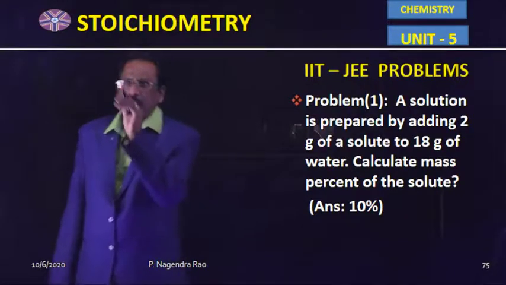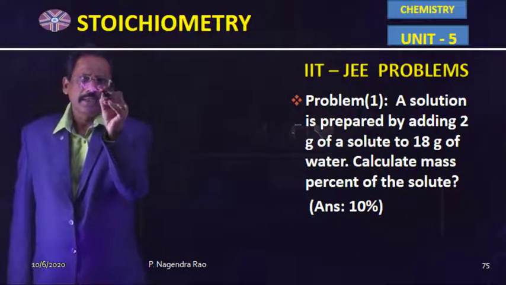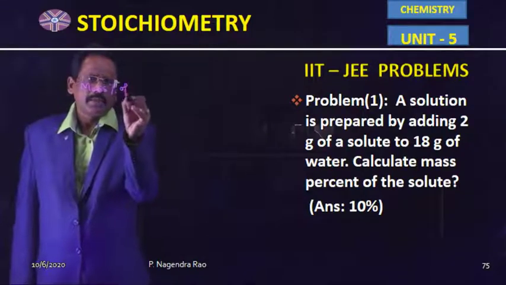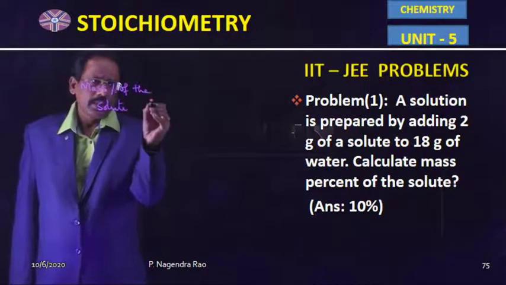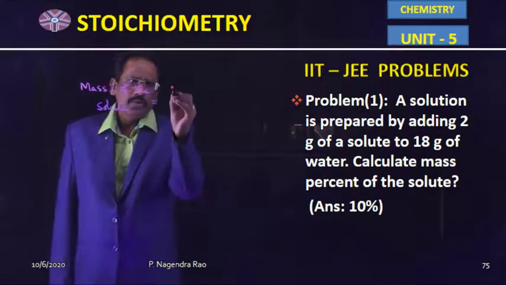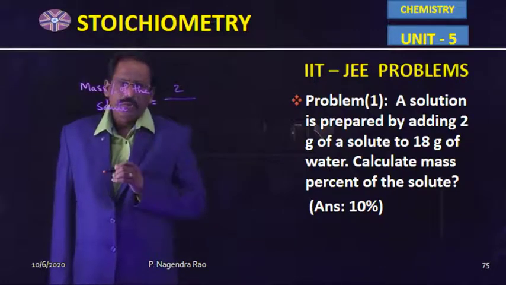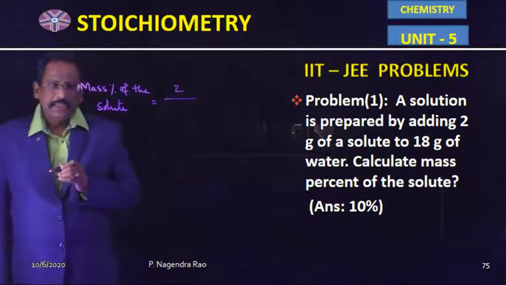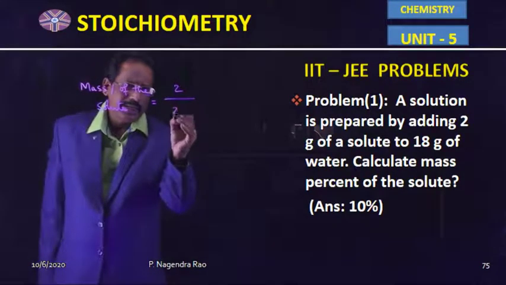So according to the formula, the mass percentage of the solute is equal to the weight of the solute, which in this problem is 2 grams, divided by the weight of the solution. Here the solvent weight is 18 grams and the solute weight is 2 grams. Therefore, the weight of the solution is 20 grams.